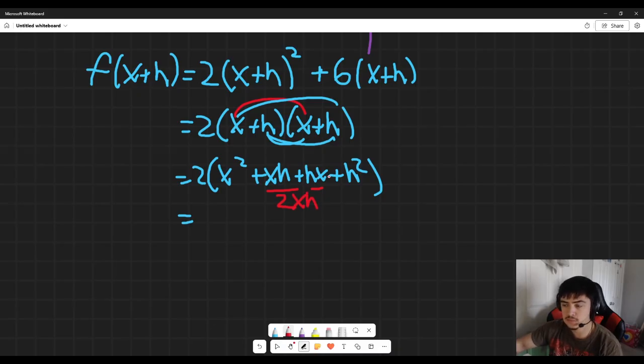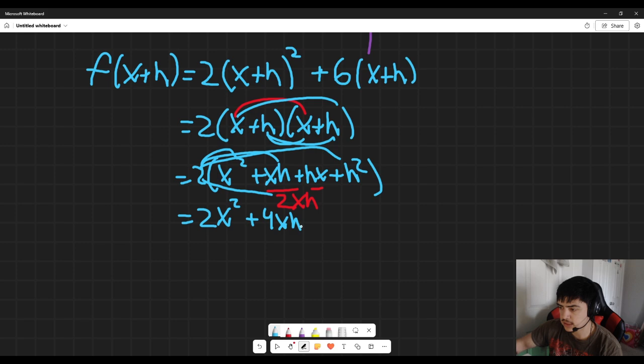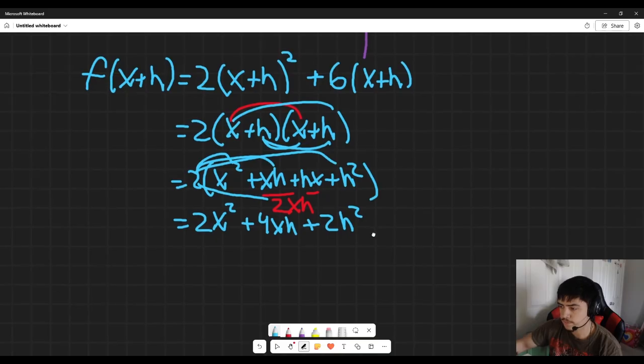We're adding them, so we have 2 now. So now all we need to do is just distribute this 2 into each of the terms. So we should be left with 2x squared. And then we're FOILing this into this middle term right here, so we're going to get plus 4xh. And then this 2 to the last one, we're going to get 2h squared.